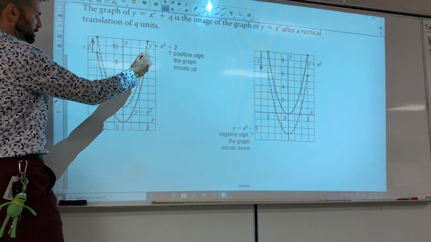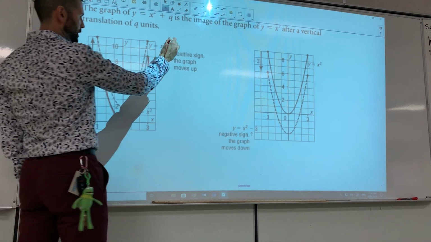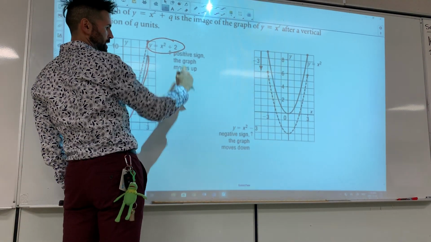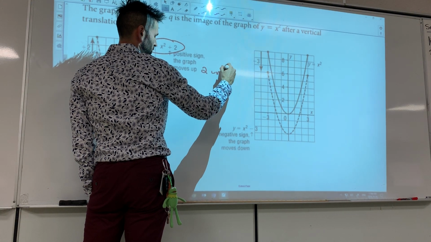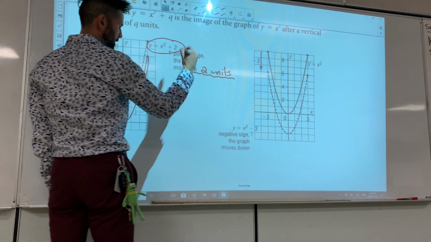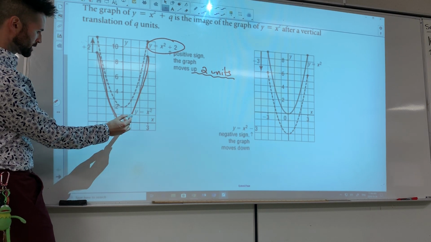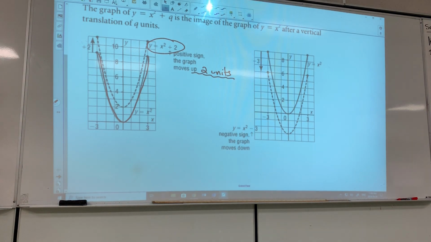So here's y equal x squared in red. And then if we graph y equal x squared plus 2, it's a positive sign, so that moves the graph up. And I would add 2 units. Okay, it moves the graph up 2 units. So you can see the transform one is the dotted one. All the points, if you track some points, they all just move up 2 units on the y-axis. Okay? And we saw that yesterday.